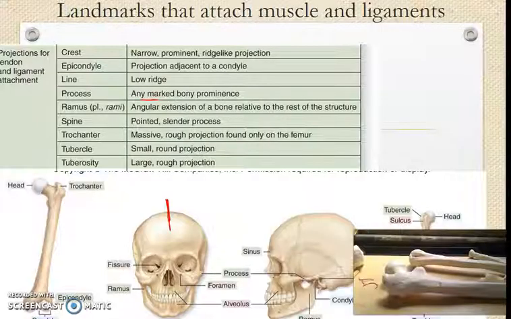Three, its size matters. Trochanters, tubercles, and tuberosities. All three of them are going to have attachment. The biggest one is the trochanter. The smallest one is the tubercle.